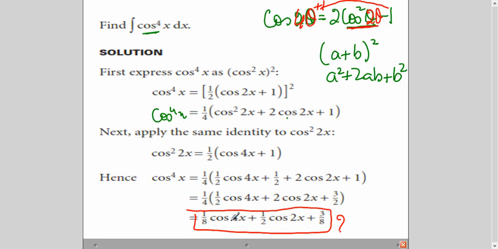So let's just take 1 minute. What will the integration of this be, for this term, for example? It will be the integration of cos, which is what? Sine, right? So it will be sine 4x divided by 4. Agreed? What will be the integration of this term? Because integration of cos is sine, it will be half sine 2x divided by 2. And this will be 3 upon 8 x plus c, right? So it's simple.